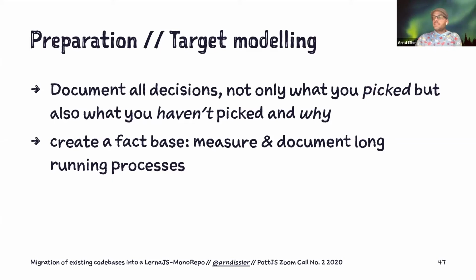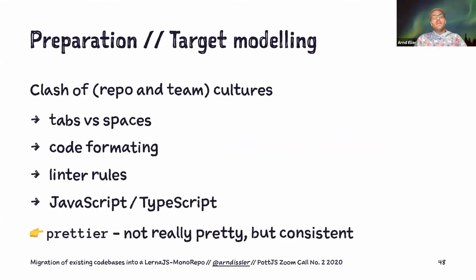So create a fact base, keep data, or track data: how long processes are running, how much RAM is consumed, collect all the data. If you're on AWS, this is nearly a no-brainer, but keep the data somewhere so you can compare afterwards if you're walking in the right direction. So yeah, still preparation and target modeling.